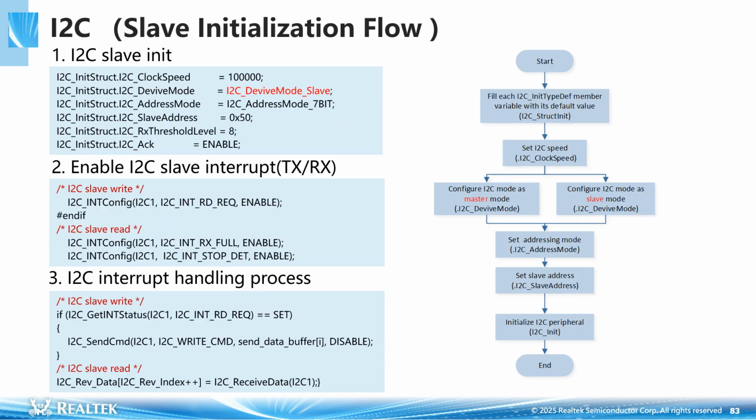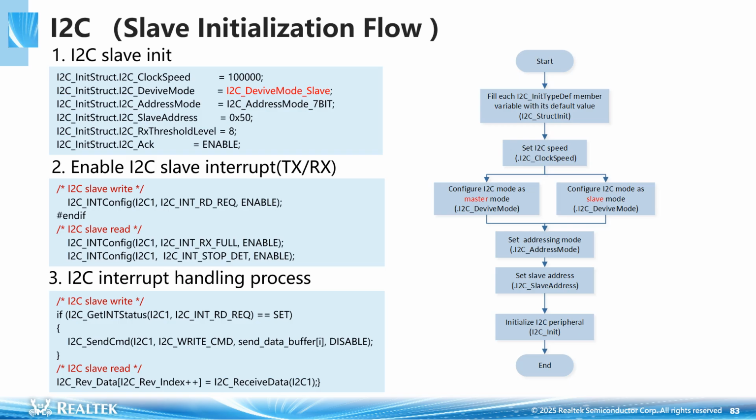I2C slave initialization process is as follows. Step 1. Set transmission mode to slave mode. Step 2. Set address format. Step 3. Set slave address. Step 4. Enable ACK signal.